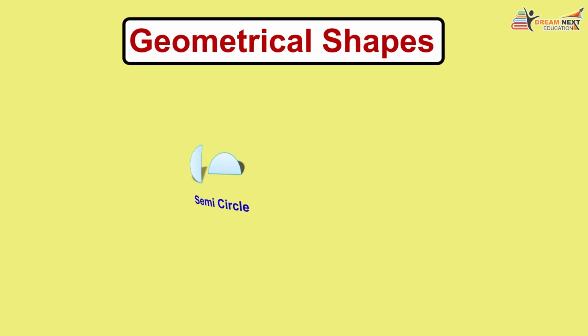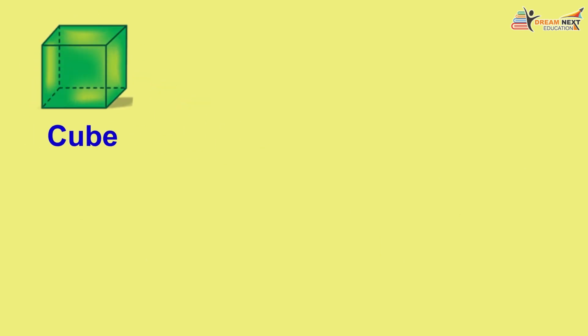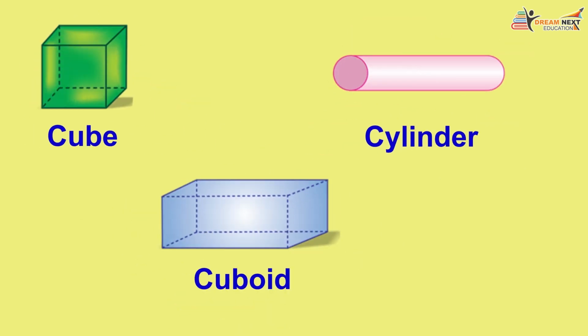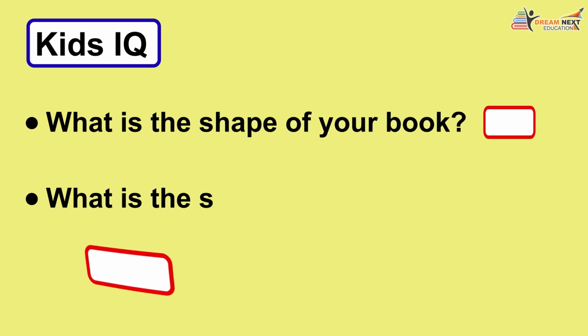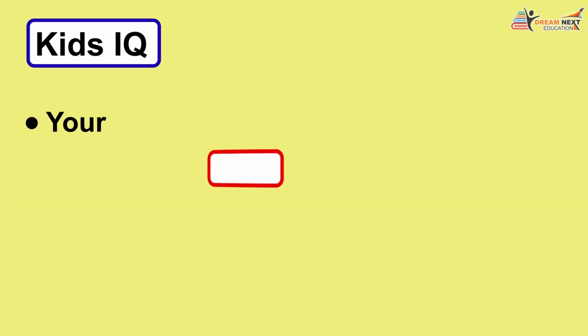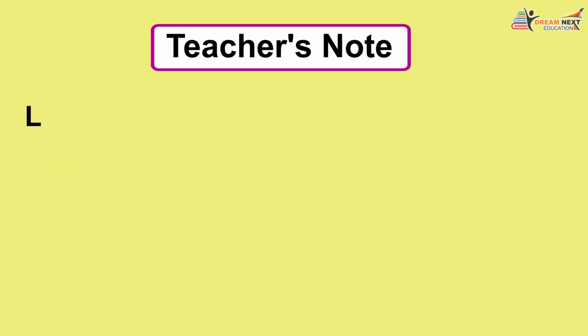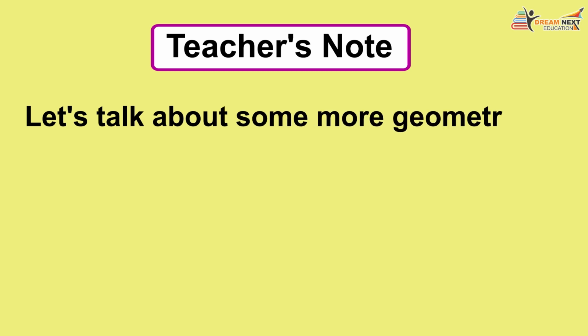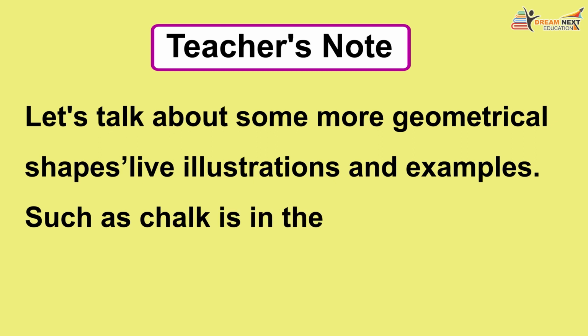Geometrical shapes: semicircle, circle, rectangle, triangle, oval, square, hexagon, pentagon, cube, cylinder, cuboid. Kids IQ: what is the shape of your book? What is the shape of your favorite ball? Your lunchbox is in which shape and color? Teacher's note: let's talk about some more geometrical shapes with live illustrations and examples, such as chalk is in the shape of a cylinder.